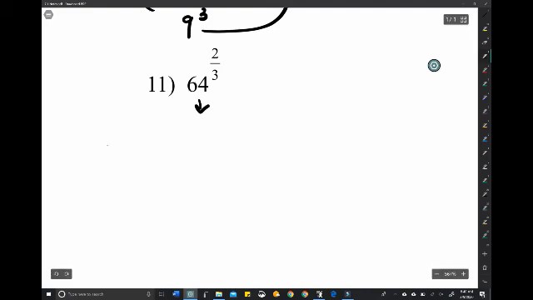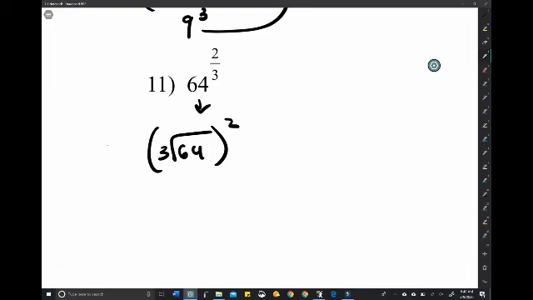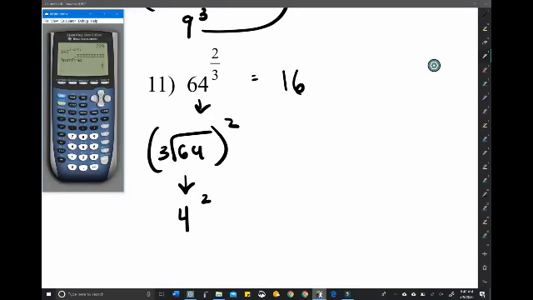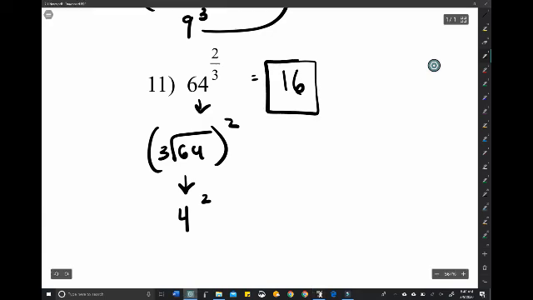Okay, 11, 64 to the 2/3. If you want to try it in your head, okay, go for it. So it's the cube root of 64 squared. Cube root of 64. If you don't know your perfect cubes, that's okay. I believe it's 4 squared. So I'm going to say it's 16. Again, you can check in your calculator. 64 to the 2/3. 16. What do you know? Look at that there.